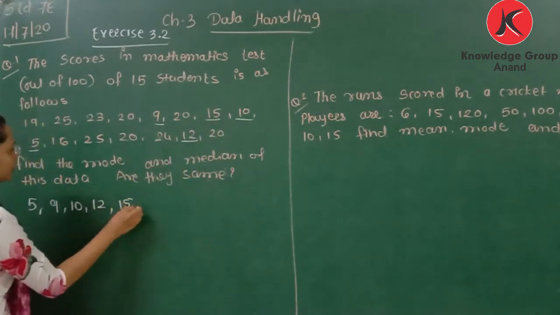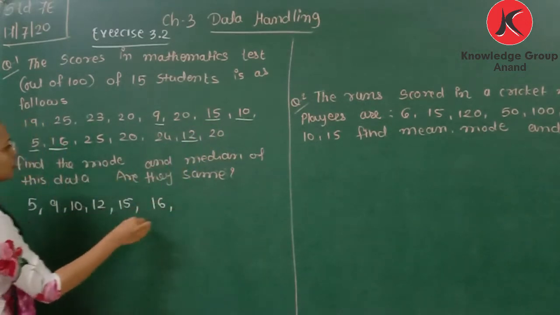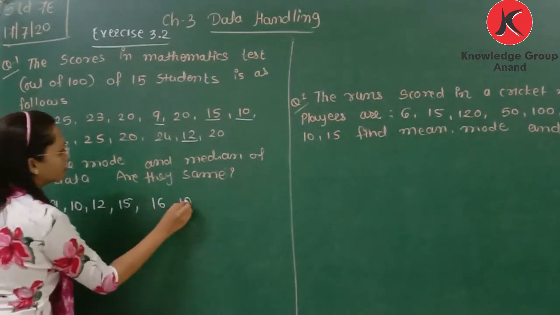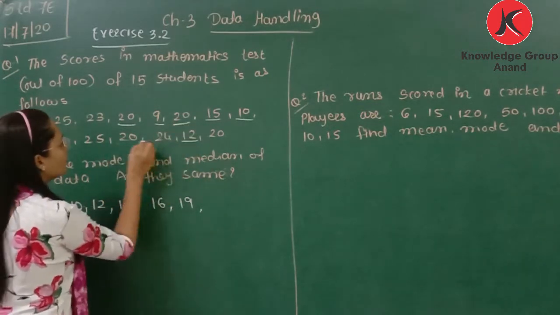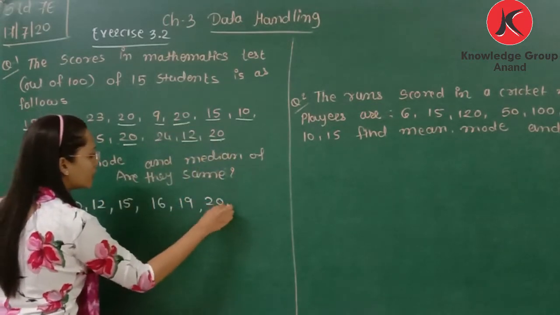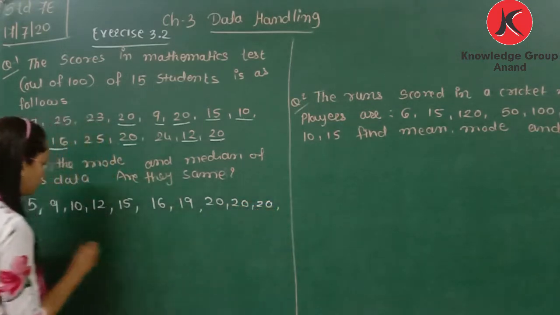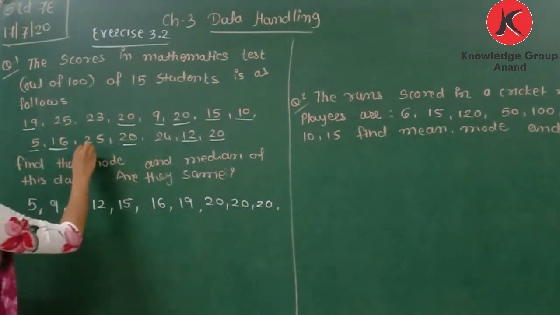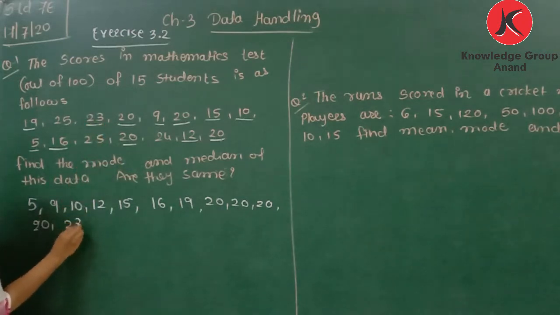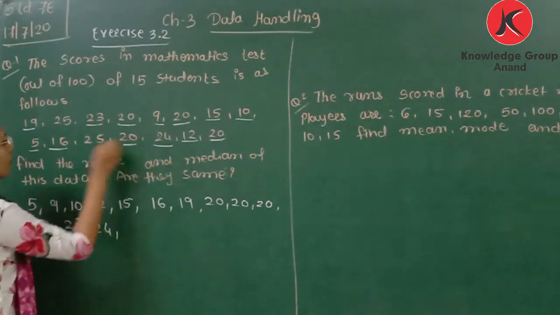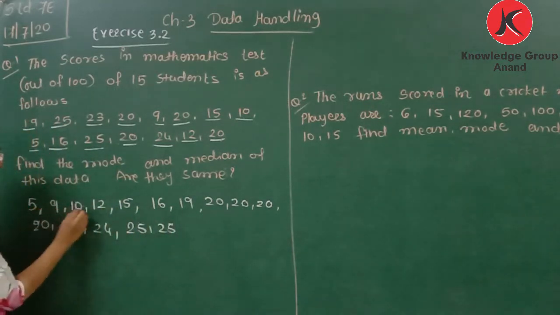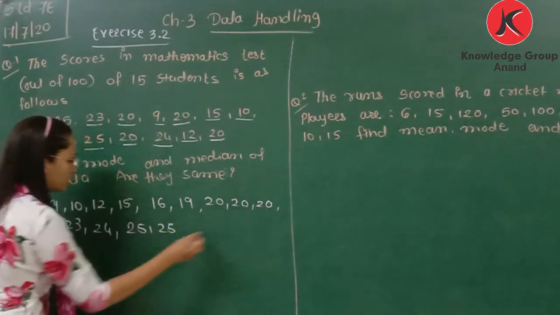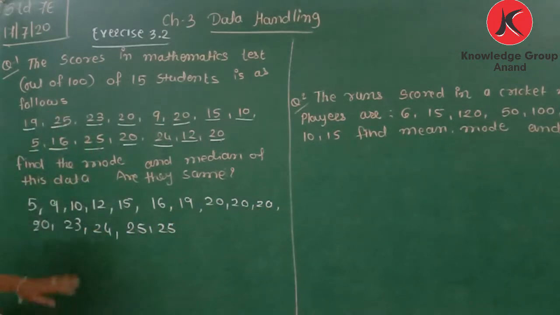Then 15, 16, after that 19, now 20, but here there are 4 times 20, so we need to write 4 times 20. After that it is 23, then 24 and 25 2 times. Count the total number, that are 1, 2, 3, up to 15. Now we have arranged all the 15 numbers in ascending order.